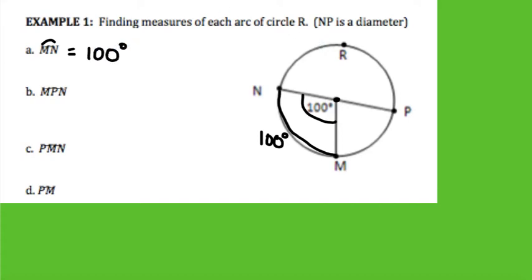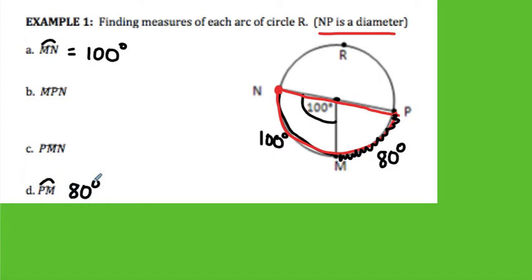Okay, now my direction said that NP is a diameter. So that means it cuts it into two semicircles. So that tells me that this whole arc is a semicircle, so it's 180 degrees. So that tells me that this arc MP, or PM right here, would have to be 80 degrees. So arc PM would be 80 degrees. All right, so those are my two minor arcs.